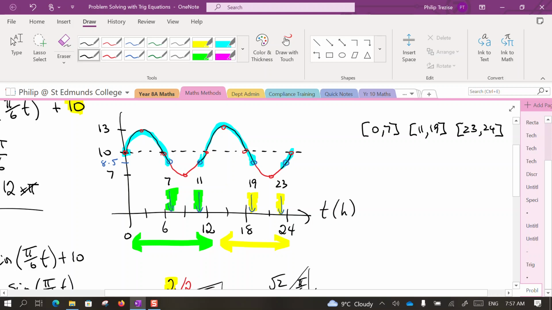These are intervals or sets of numbers. This is times. Time is belonging to this bit, union this bit, union this bit. So joining those together. And that's our solution for part B. That's the times when the depth of the water is equal to or greater than 8.5 meters.